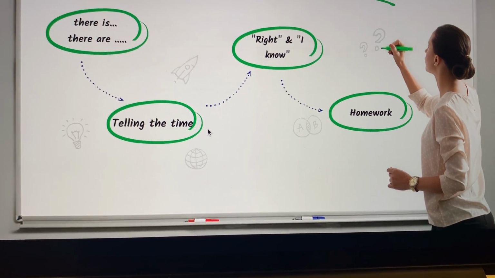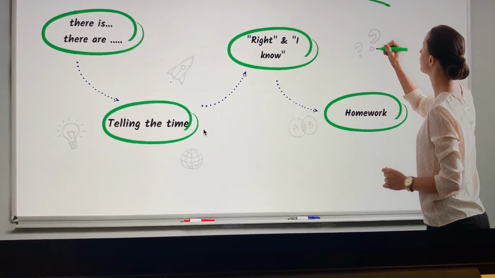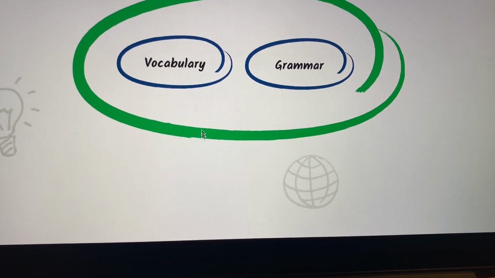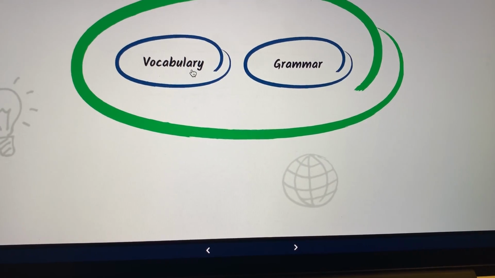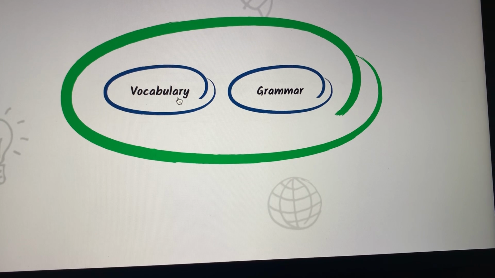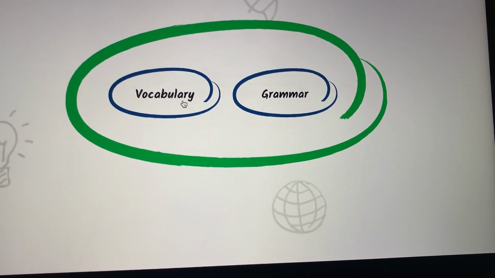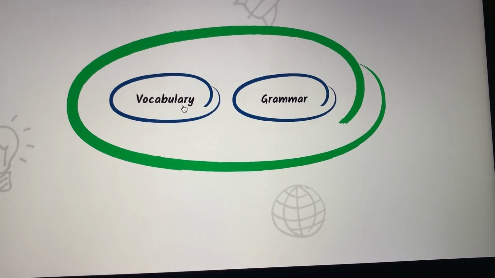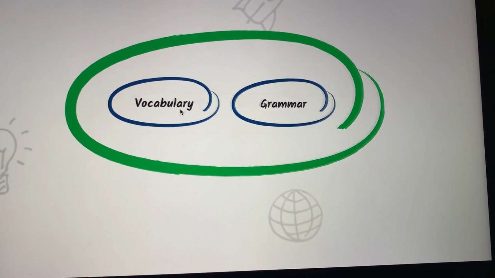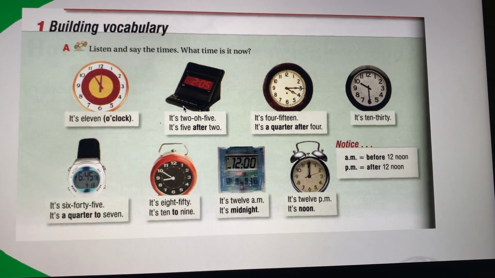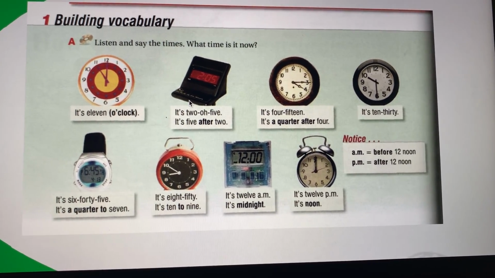This is the most important part in your unit اللي هو telling the time. كيف إنك تخبرينا بالوقت. We have two sides or two aspects of this topic اللي هي vocabulary و grammar. راح نتناولها عن طريق المفردات وعن طريق القواعد. So vocabulary first. How to tell time, which is very important.